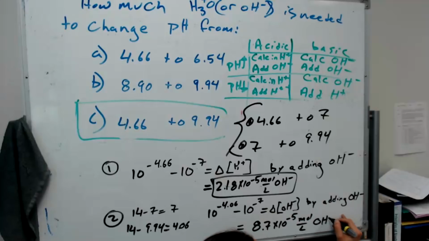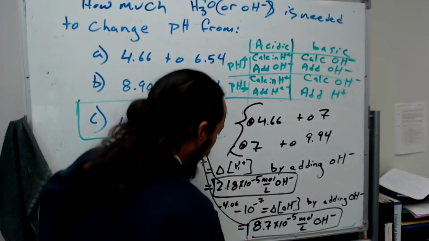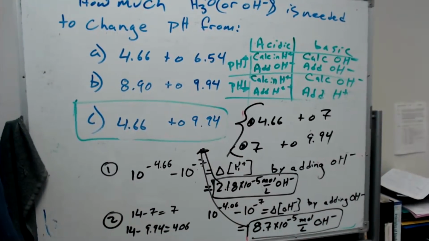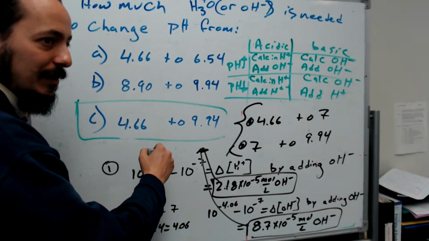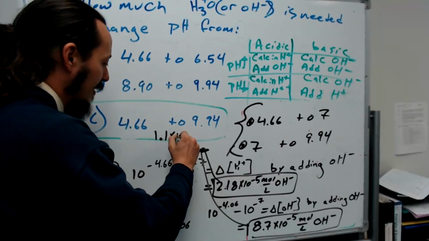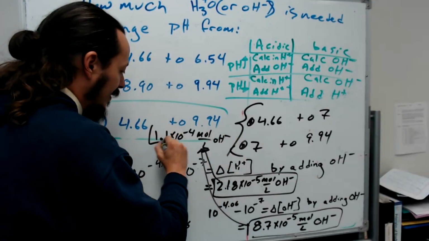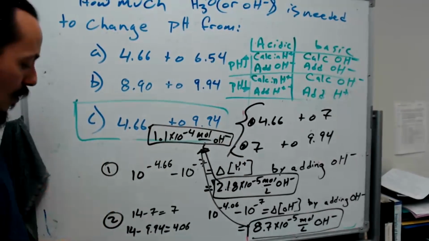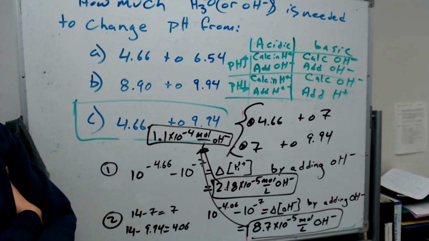Moles per liter, OH minus. Now, to get the final answer, I have to add those two together. That's going to be 1.98 times 10 to the minus 4 moles per liter OH minus. And then if I gave you a volume, then you could multiply by the volume to get the number of moles.